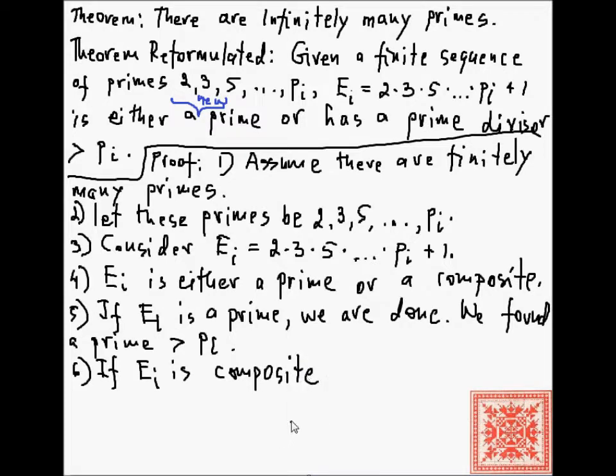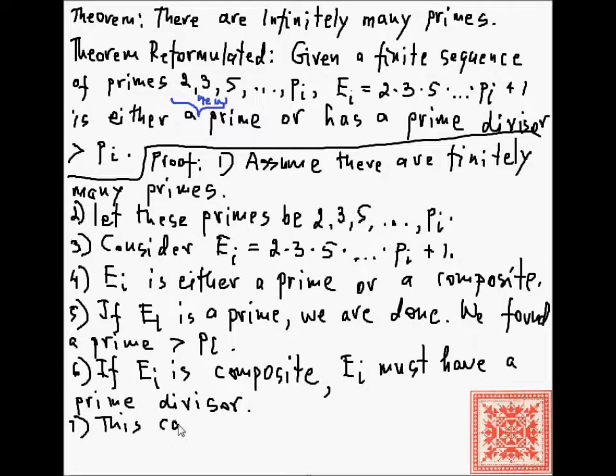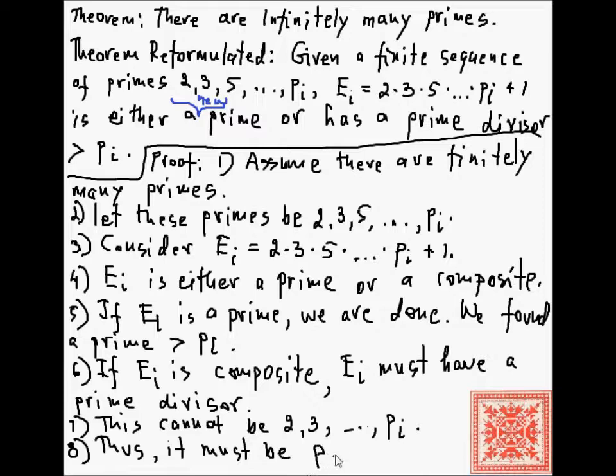So if E sub I is a composite number, then by a theorem that we proved in the previous screencast using the well ordering principle, E sub I must have a prime divisor. However, by our factoid discussed at the beginning of this screencast, that prime divisor cannot be 2, 3, 5, or any of the prime numbers from 2 and up to p sub I, right? Because the prime divisor divides E sub I. So hence it must be a prime greater than p sub I. And again, we have found another prime which is greater than p sub I and which is not on our list. So hence the number of primes is infinite. Okay, we'll continue.